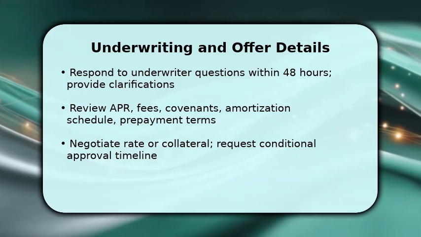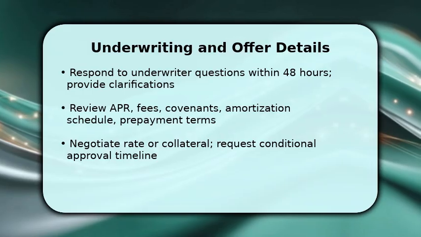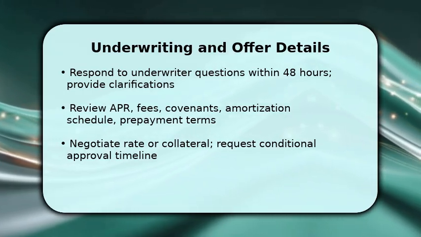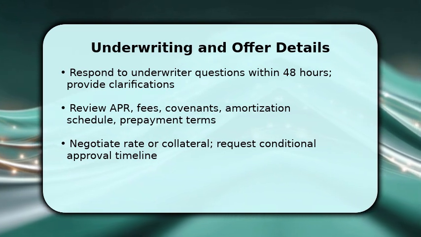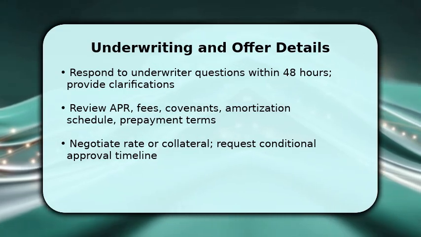Once the platform returns an offer, carefully review APR, origination fees, covenants, amortization schedule, and prepayment terms to understand total cost and operational constraints. If necessary, negotiate rate, adjust collateral, or request a conditional approval timeline.